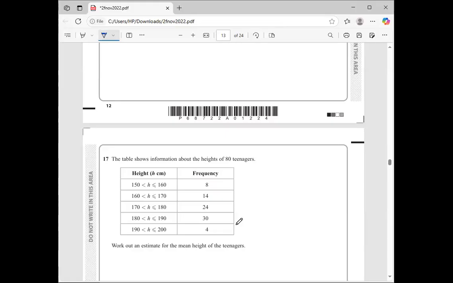Okay, so the question now is this. What do you think that H should be? For the first one, it's 155. Second one, 165. Third one, 175. And so on. Okay. Yeah, I think I'll go with that.